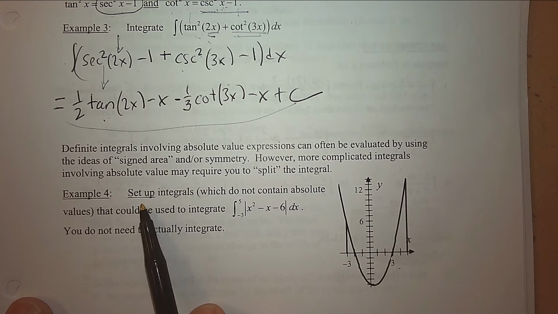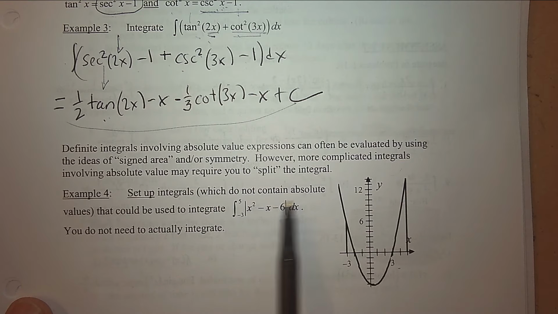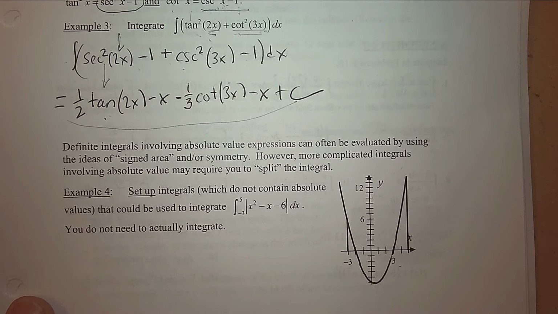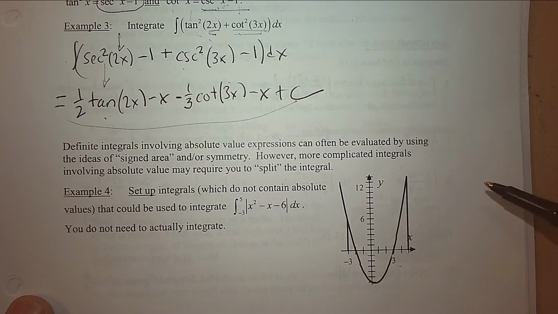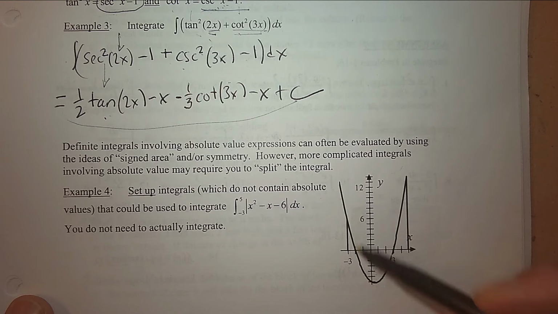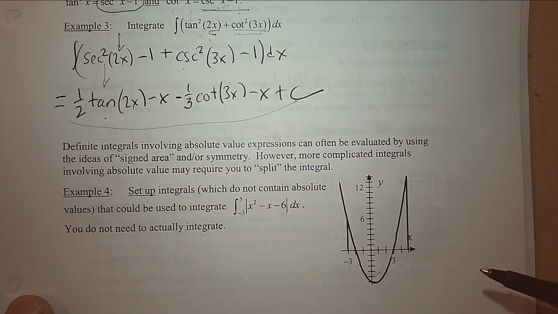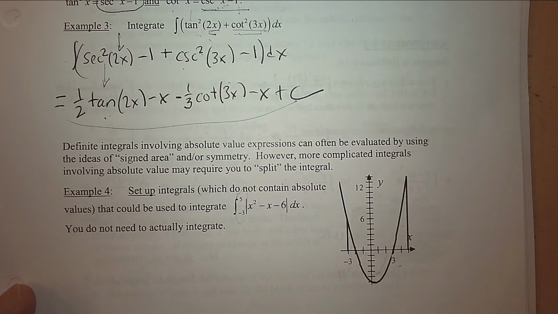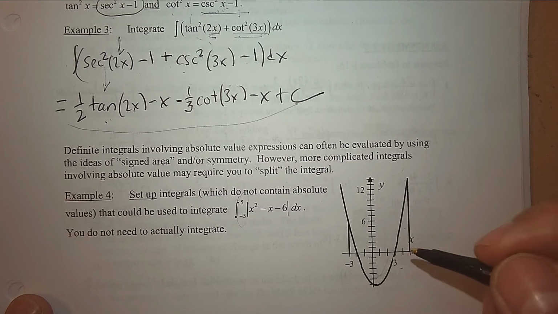It says set up integrals which do not contain the absolute values that should be used to integrate x squared minus x minus 6. Can you see the graph, that it's a parabola, and you can see it here? We're going to set up integrals. We can't do it in one chunk. We have to separate it into 3 chunks.